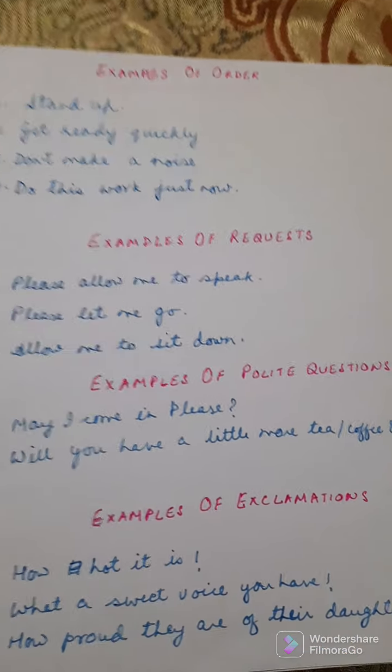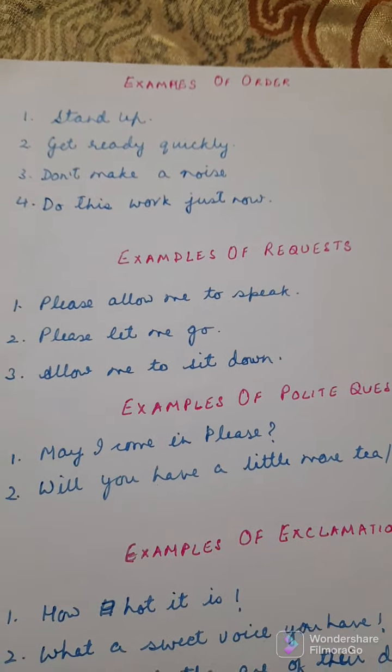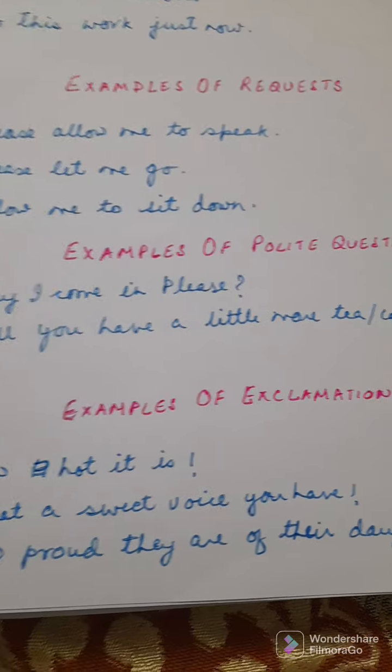Now, let us study some examples of order, where we order someone, like "Stand up," "Get ready quickly," "Don't make a noise," "Do this work just now." Some examples of requests can be "Children, please allow me to speak," "Please let me go," "Allow me to sit down." Examples of polite questions can be "May I come in please?" "Will you have a little more tea or coffee?"